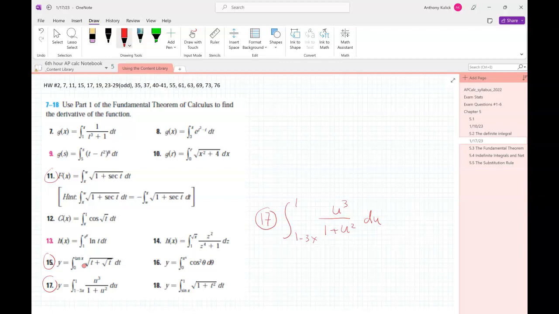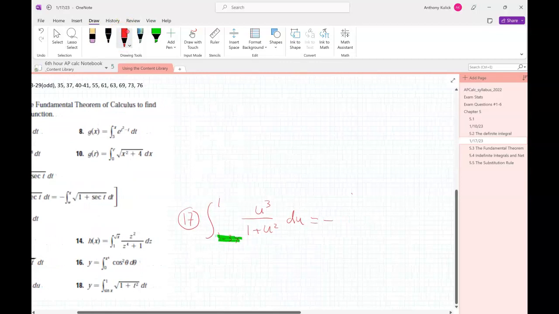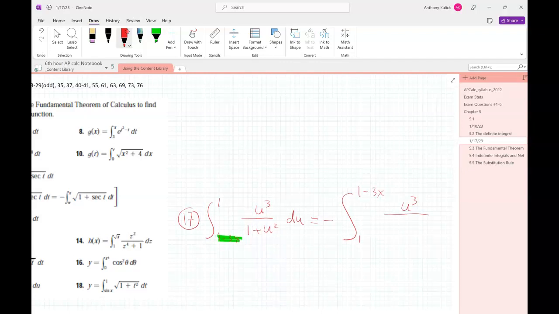It says use part 1 of the Fundamental Theorem of Calculus to find the derivative of the function. Okay. We have one problem that we need to take care of before we get started. What problem is there with the way this integral is written? Yeah, the lower bound is where the variable is. So what do I need to do? Yep. If I make the integral negative, I can flip the upper bound and lower bound. Cool with that?